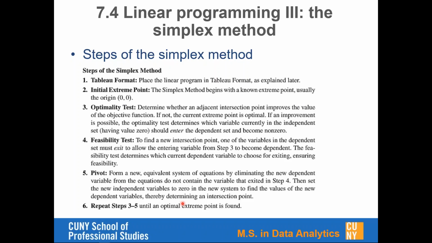But the basic idea is Gaussian elimination, meaning that you're trying to eliminate some of the x's or your supplementary variables, and then at the end it satisfies the optimality test, and then you will be able to find the optimal solution. It says equivalent system of equations by eliminating the new dependent variable from the equations, and then just keep going. Usually after 2 or 3 steps, you would be able to find the optimal solution.